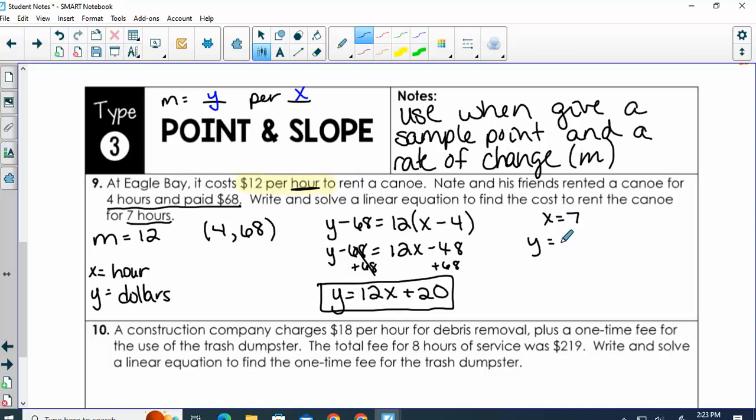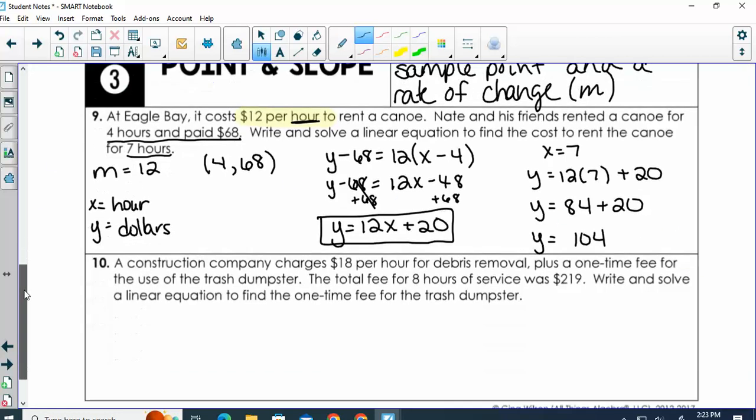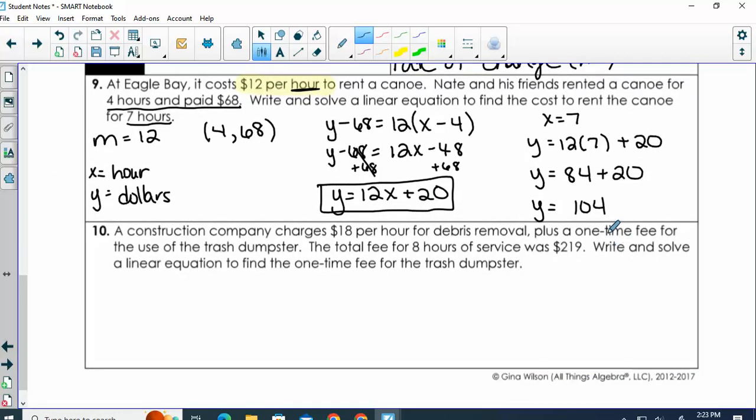So we have y equals 12 times the x, which is 7, plus 20. So y is 104. And then a couple of you haven't really been putting any labels on that final answer, but we should. My y is measured in what? Dollars. So it costs $104 to rent that canoe for 7 hours.